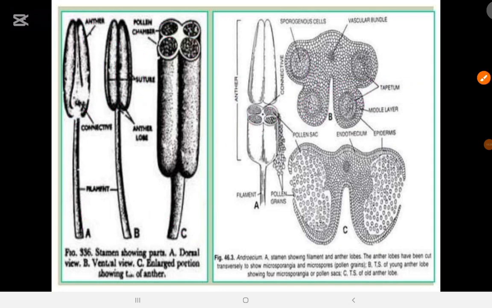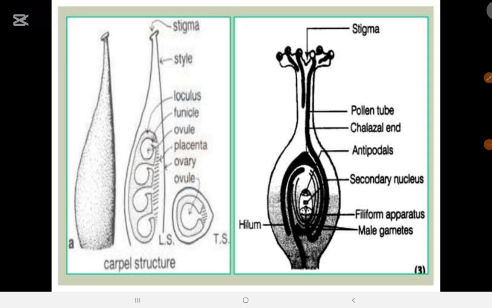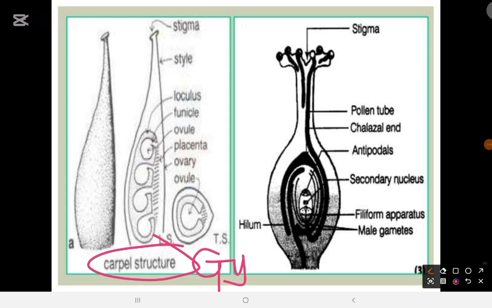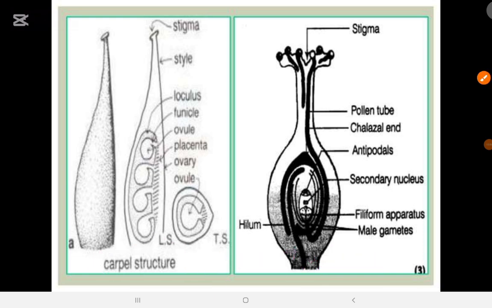Then there is the female reproductive system here, which is basically the carpels. Remember, we call the male parts the stamen, or androecium, and we call those of the female the carpels, or the group of carpels. We call them the gynoecium. The carpel consists of the top, which is known as the stigma. Then you see the style, which is this portion here.